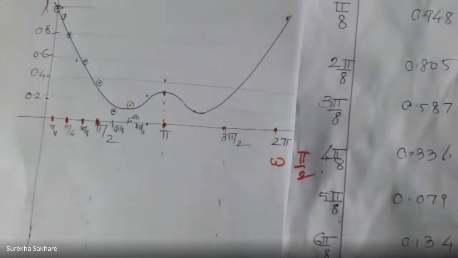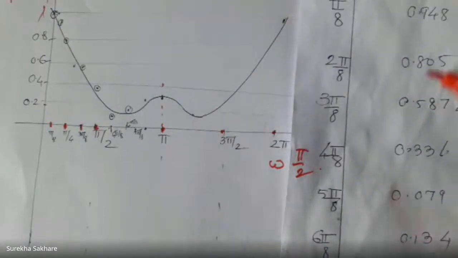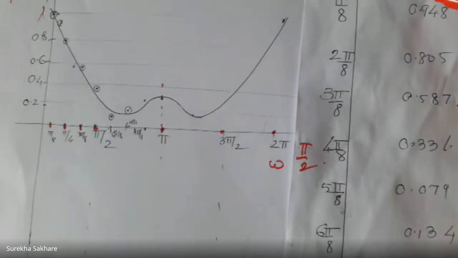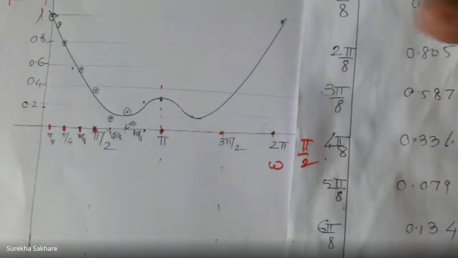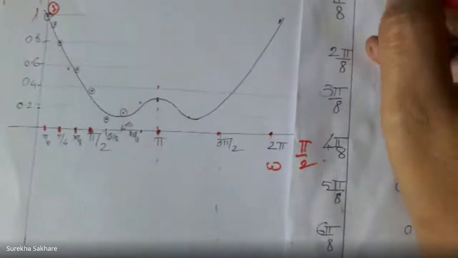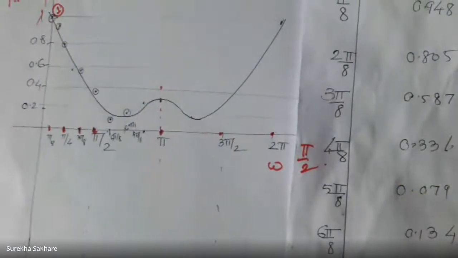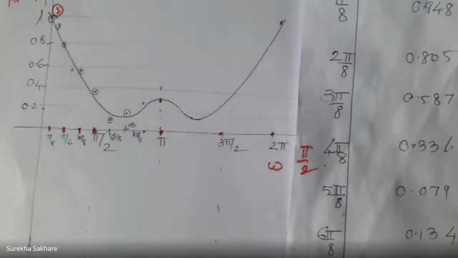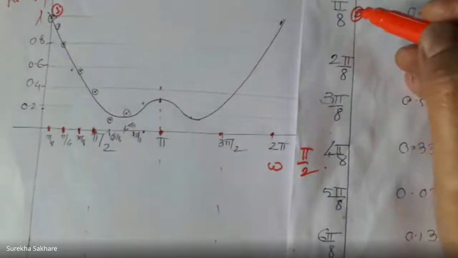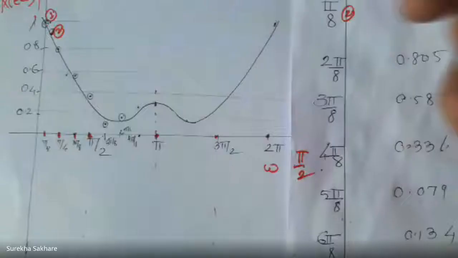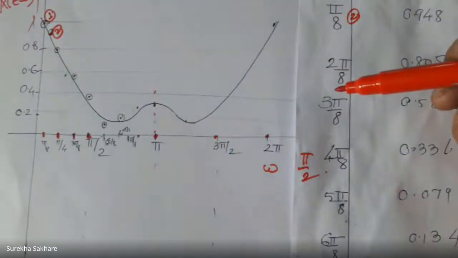Now observe the omega 0, it is 1. The magnitude is 1. So where should it be? It should be here. This is the first location. Then pi by 8, it is 0.948. So this is my second location. It is how much? 0.948. So it is somewhere here. Point above 0.8 but less than 1.